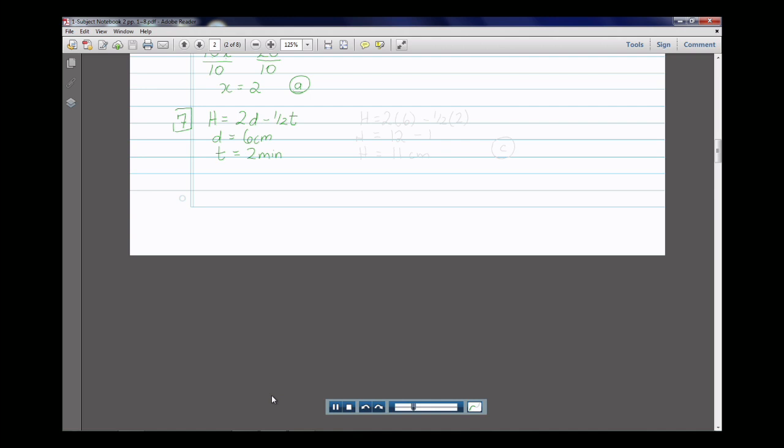So here then it's just a straight substitution, and you put 6 in for your d, and you do minus 1/2, and you put 2 in for your t, and then you do your BEDMAS. This is multiplication, so 2 times 6 is 12. A half of 2 is 1. So 12 minus 1 is 11 centimeters. And if you look there, you find that the answer is C.